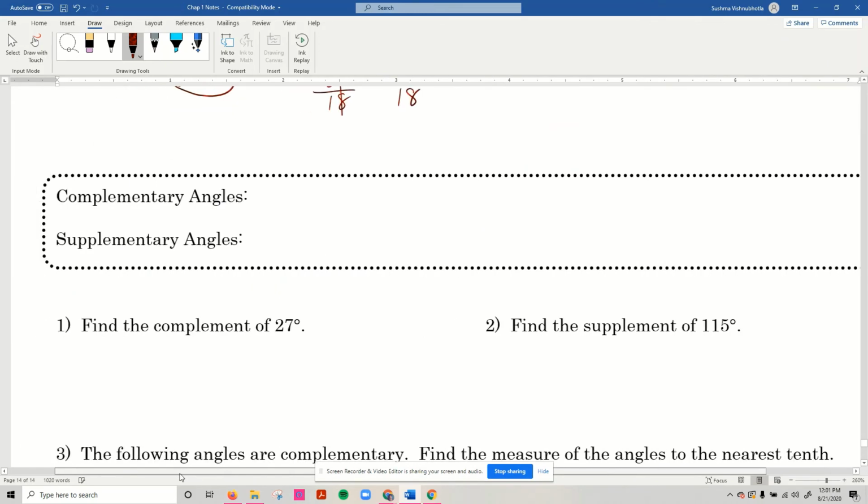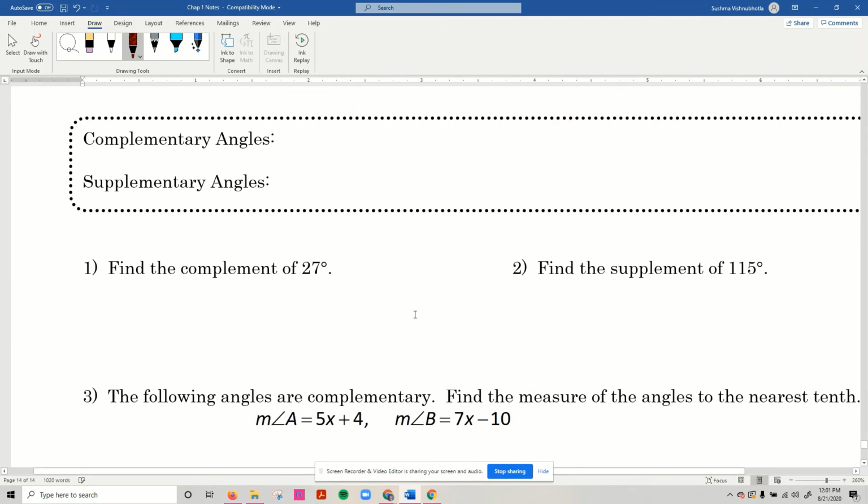Now, the last part here, complementary and supplementary angles. So complementary angles are two or more angles. So these are not pairs. Complementary and supplementary don't have to be pairs. Vertical angles and linear pairs usually come in pairs. Adjacent angles also come in pairs. So complementary angles are two or more angles that add up to 90 degrees.